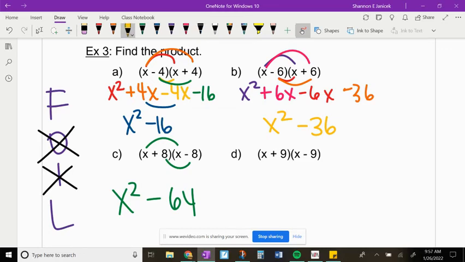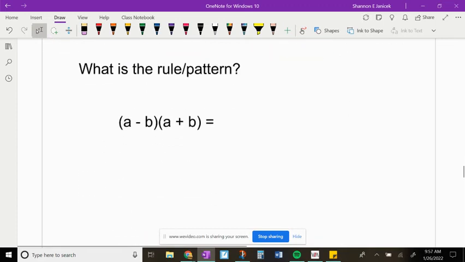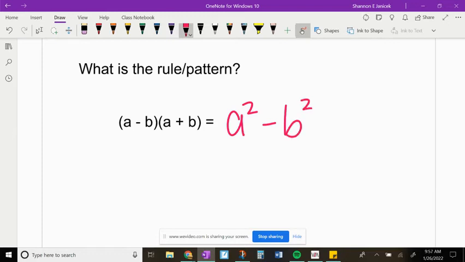So let's try D. Our first step is x squared, and our last step is going to give us negative 81. So our rule pattern, when we have the exact same variable, exact same constant, but different operation in the middle, is we are going to do a squared minus b squared. And it's always going to be a minus because we're always going to be timesing a positive by a negative.